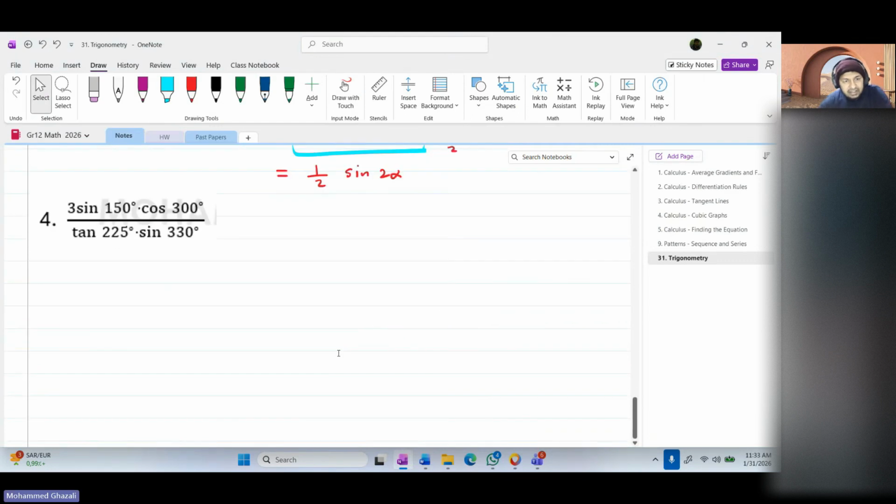Right, so I want to simplify 3 sine 150 cos 300, right? So I'm just going to make this equal to answer, and I want to simplify each one. What is sine of 150? 150 is in the second quadrant, right? How will you get 150 using special angles? 180 minus 30 is 150.